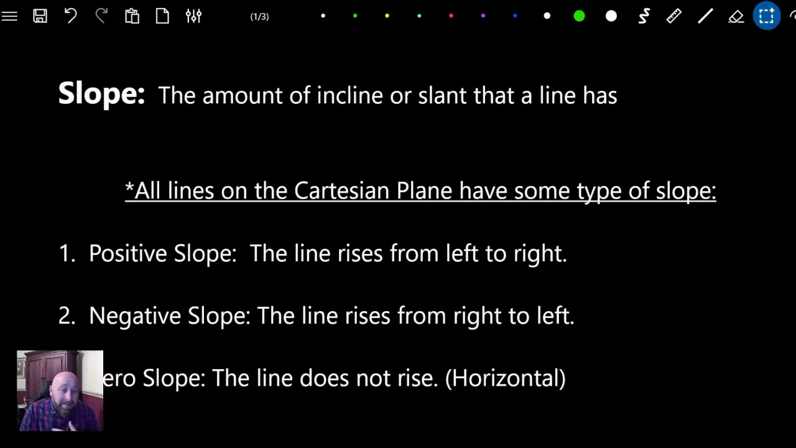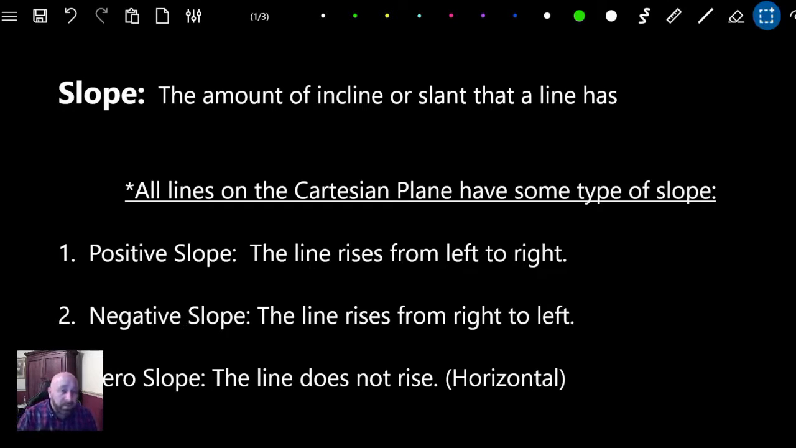So think about like a slide. Like when you were a little kid, you loved to go down the slide, and that slide had an incline. Maybe you go skiing or sledding or something like that, and you go down the hill. Well, that hill has a slope. It has a slant, an incline. So the steeper that it is, the faster you go, like a roller coaster, right? So the more the slope goes down, the faster you go down, right?